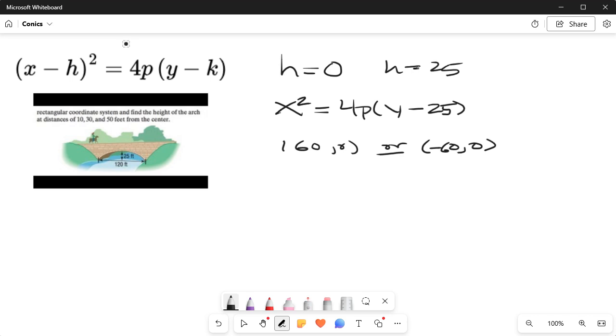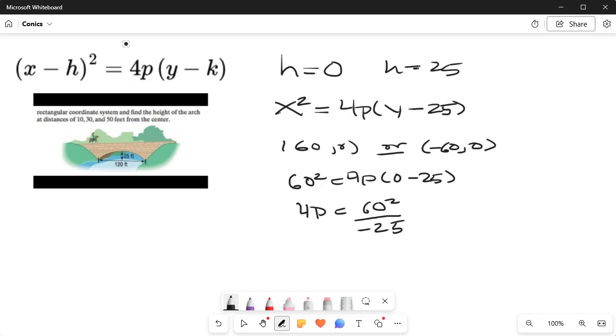Okay. So here, if I plug in 60, then y has to be 0. So that's going to be 60 squared equals 4p times, in this case, 0 minus 25. And notice this, we can just solve for 4p, because 4p is what we have in the equation. So 4p equals 60 squared divided by negative 25.